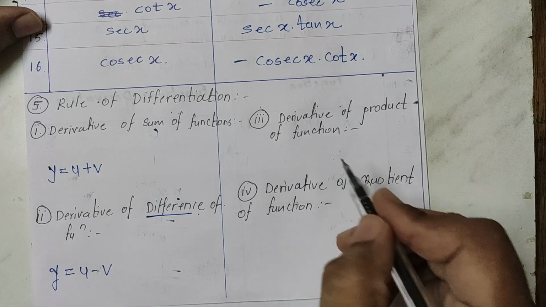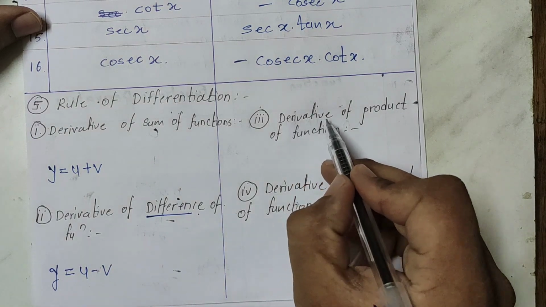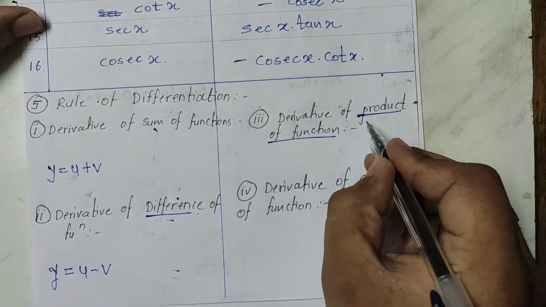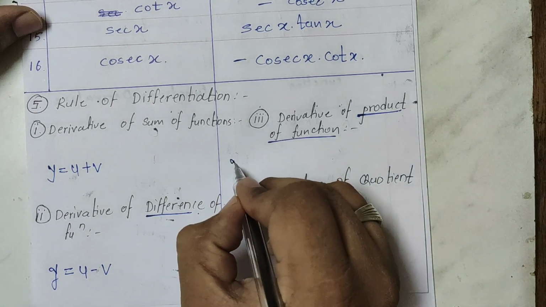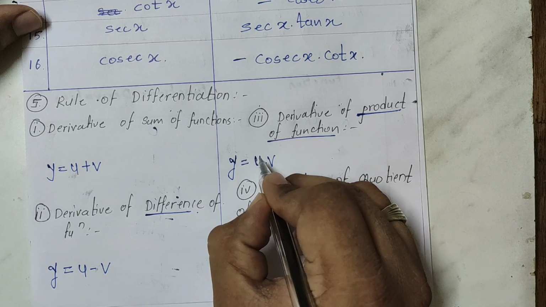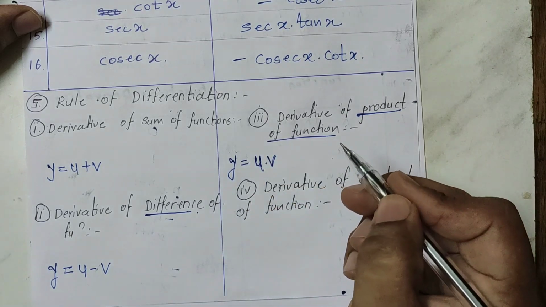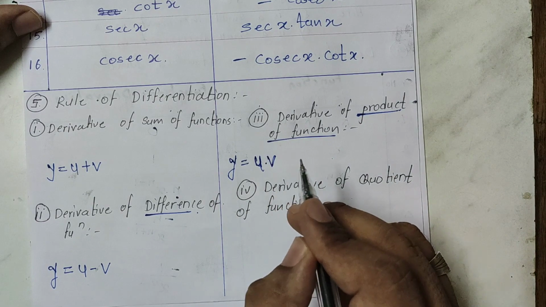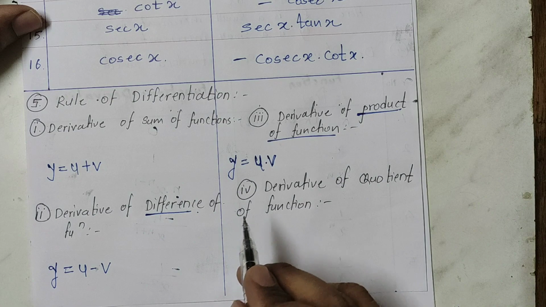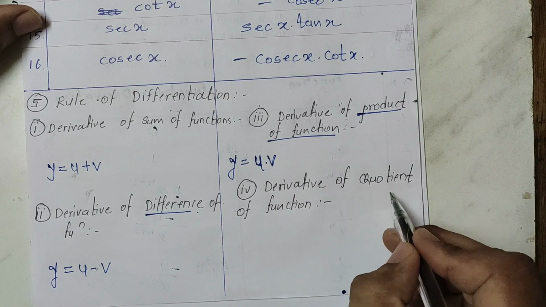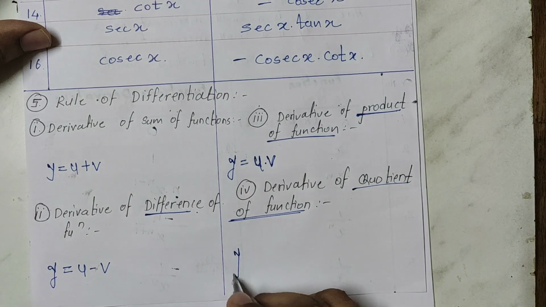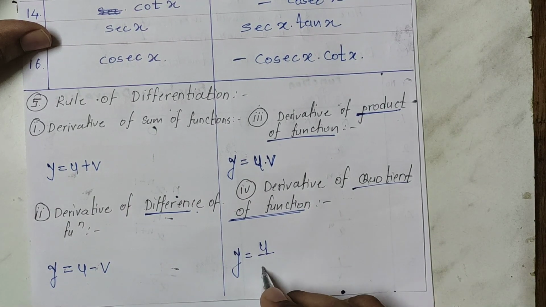Then the third form, derivative of product function, meaning the function is given in the form y is equal to u dot v, u into v. This rule is very important. Lots of problems are solved by using the product rule. Then the fourth one, derivative of quotient function, meaning the form y is equal to u upon v.